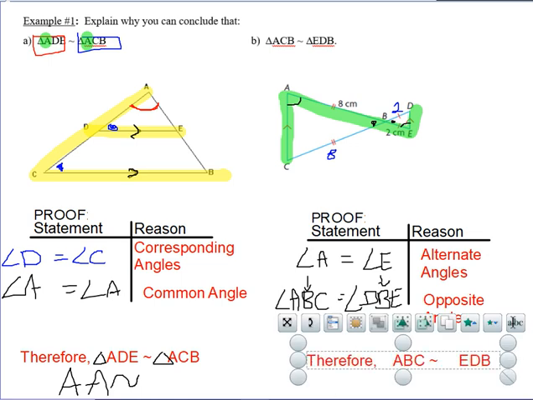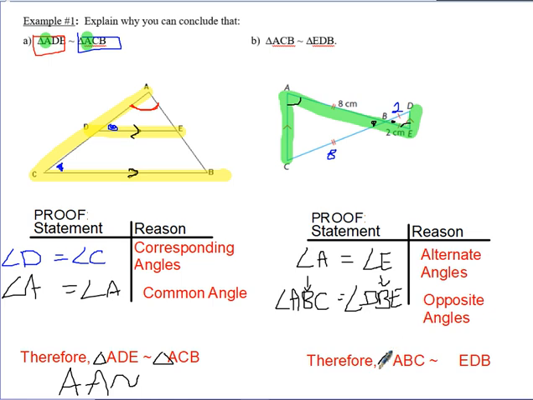So therefore, we can conclude that triangle ABC, or it was actually ACB, is similar to triangle EDB by angle similarity. Okay? Great. This is good stuff. So essentially, we're using the property of angle similarity to prove that the pairs of triangles are similar to one another. Because if the corresponding angles are equal to one another, then yes, we do have similar triangles.